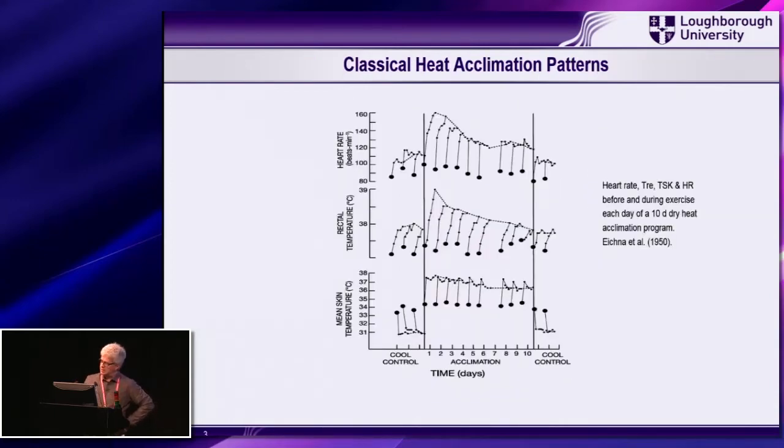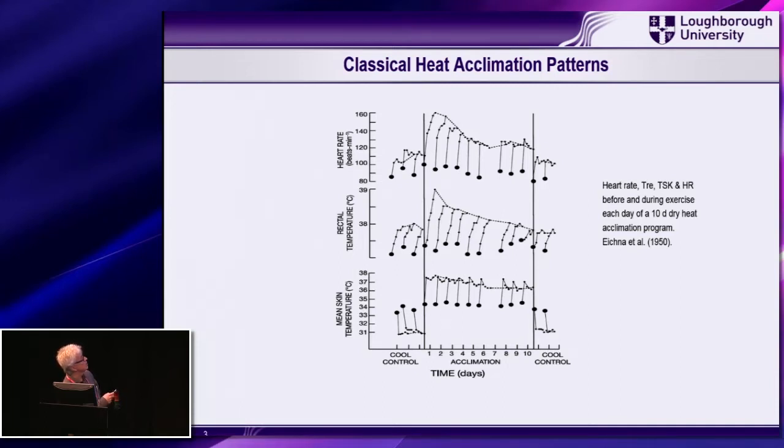So there's a lot of classic literature on this topic, and this is one of the classic ones, Eichner 1950, showing a heat acclimation regime over 10 days of heat exposure. And what you see here is we got the control condition, and all the thick black dots are before the start of the exercise. And on each day you see an exercise where the body temperature, so heart rate here, rectal temperature here, and mean skin temperature. So you see them all go up during each test in all conditions.